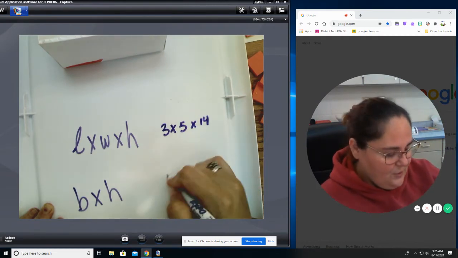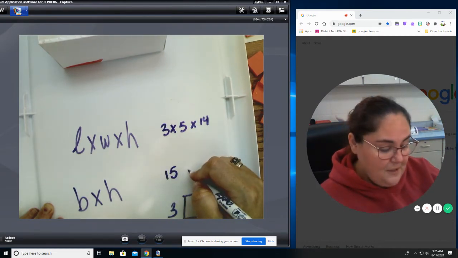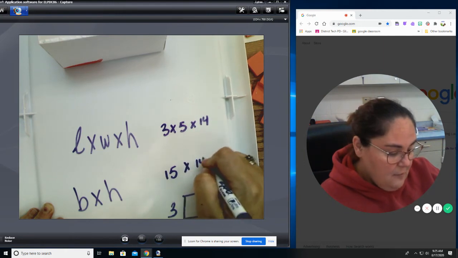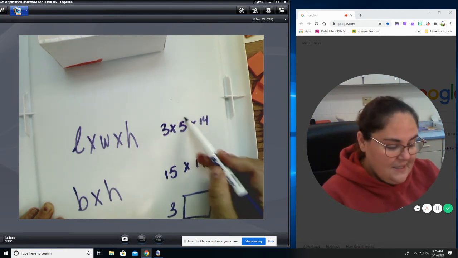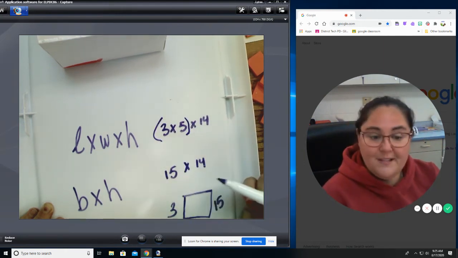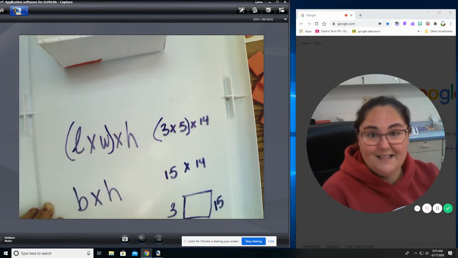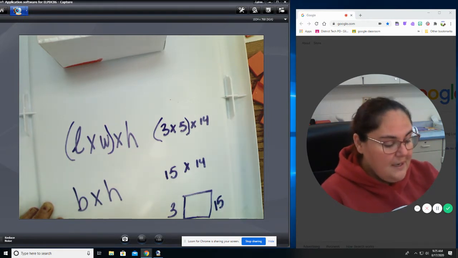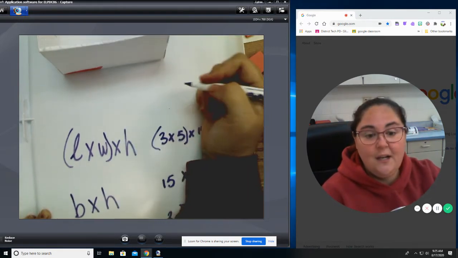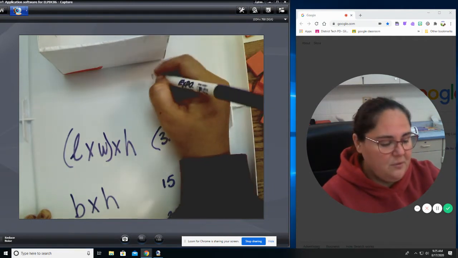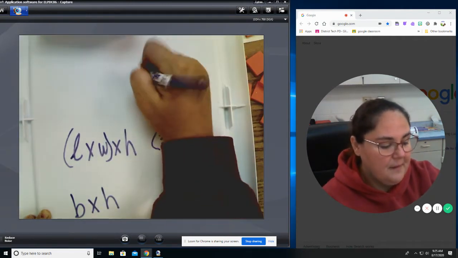or we can do 15 times 14. Basically what I did is I did this first, because we know that length times width is area, and that's what your base is. Okay, so that's a little hint. So you're going to now multiply 15 times 14. I know this is hard for some of you, so I'm going to review it with you.